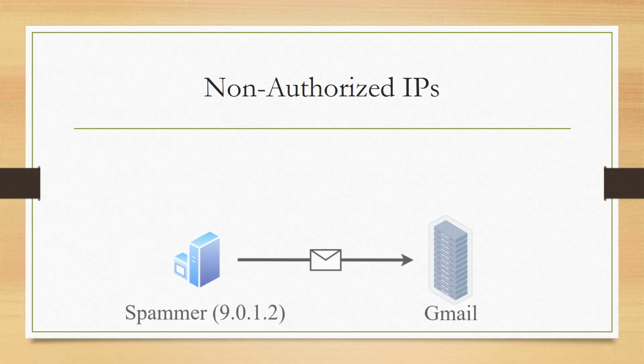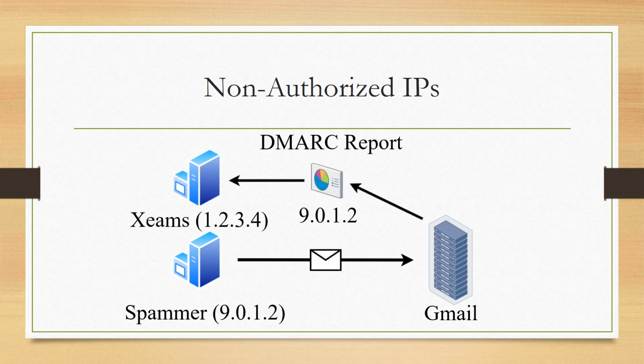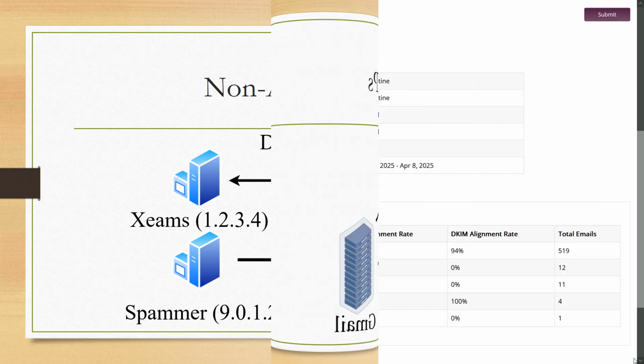In this third scenario, a spammer forges emails as if they came from your domain. It sends the message to Gmail. Once received, Gmail sends the report to your Xeams, letting you know the IP address is not from your authorized address. In this scenario, both SPF and DKIM will fail, and therefore, DMARC will not align as well.